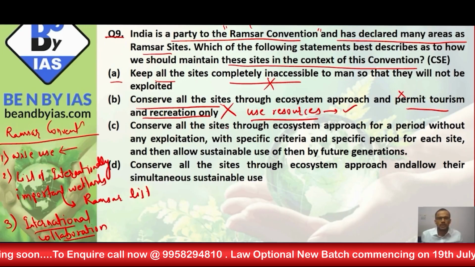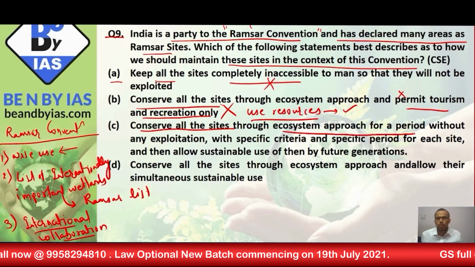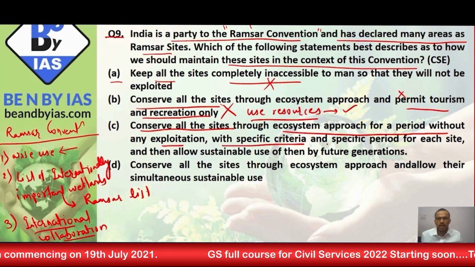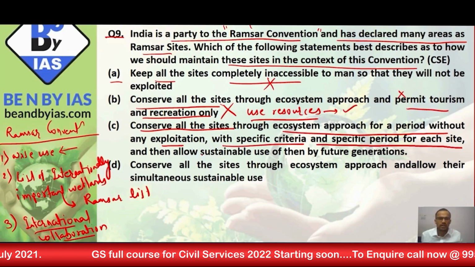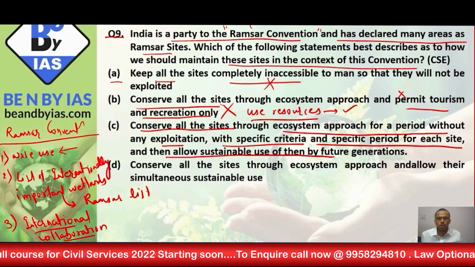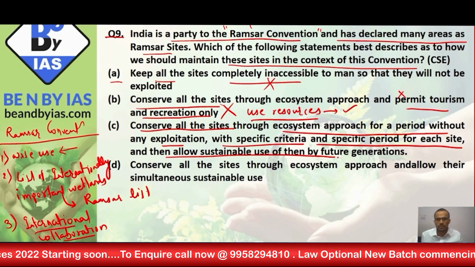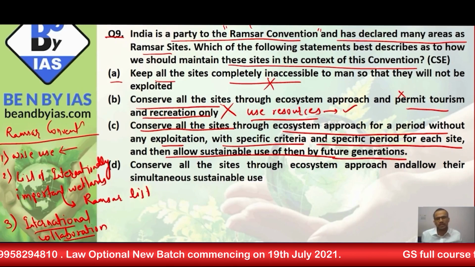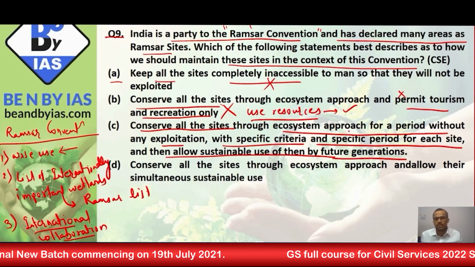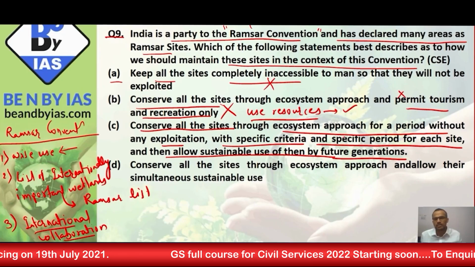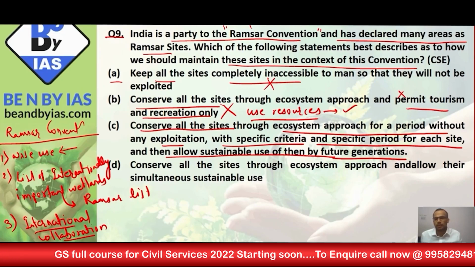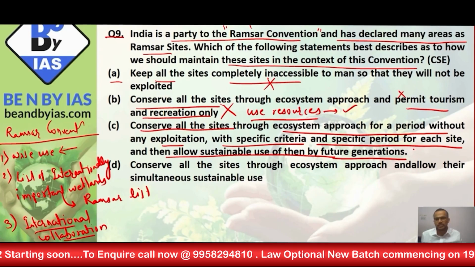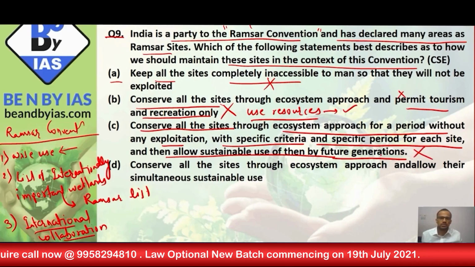Next, conserve all the sites through ecosystem approach for a period without any exploitation, with specific criteria and specific period for each site, and then allow sustainable use of these sites by future generations. See what they are saying: initially you restrict the use, and then as these sites are maintained properly, sustainable use can be carried out. Again, this is not a correct statement.